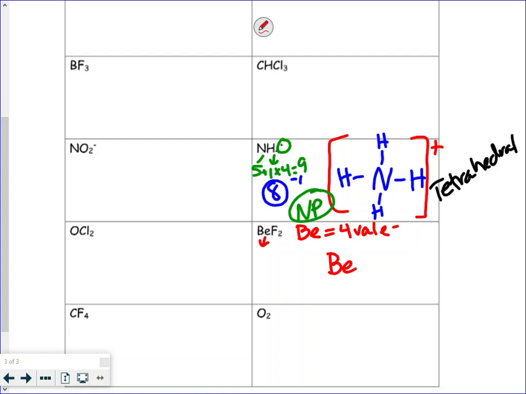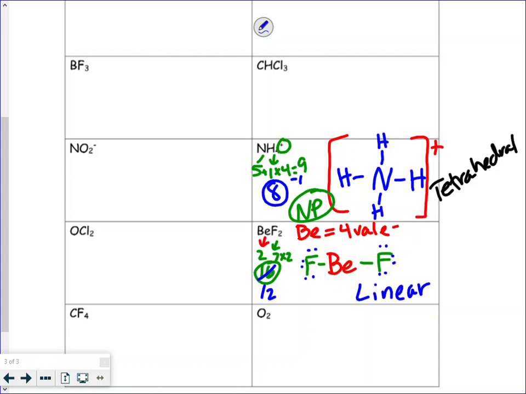You would put Be in the middle. Be brings in 2, the F's, they bring in 7 times 2, so this ends up being 16 to work with. You attach your F's. I just used 4. This goes down to 12. Of course, then the F's get the other 12. So this one ends up being what shape? No lone pairs, 2 things attached. That's going to be linear, good.